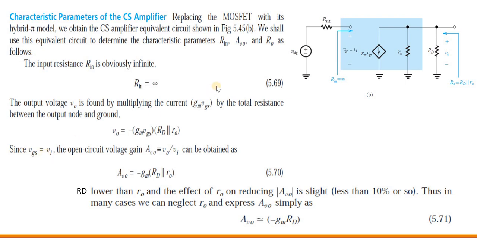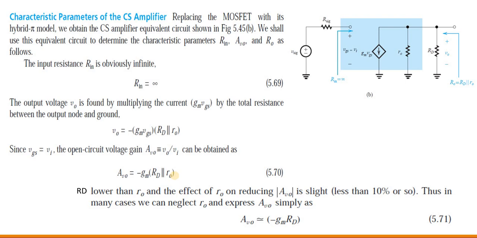Since VGS equals VI, whatever gate to source voltage we apply between the gate and the source is the input voltage of the amplifier VI. So that gives the open circuit voltage gain. AV naught is V naught divided by VI, taking VGS to the other side, where VGS is nothing but VI. So V naught by VI, the open circuit voltage gain, equals minus gm into RD parallel to R0. Now we have two parameters out of four: R in as infinity and AV naught as minus gm into RD parallel to R0.